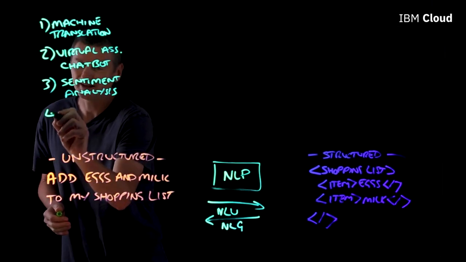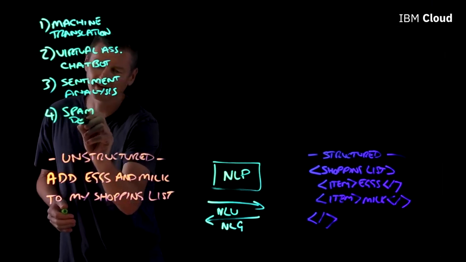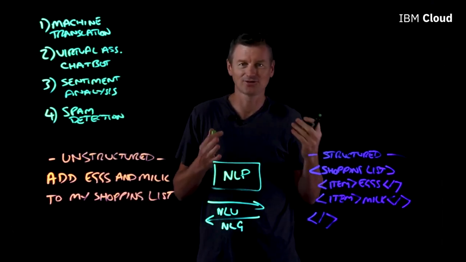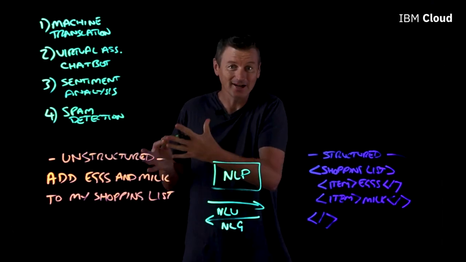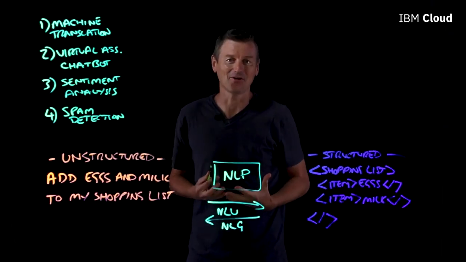And then finally, another good example is spam detection. So this is a case of looking at a given email message and trying to derive: is this a real email message or is it spam? And we can look for pointers within the content of the message.